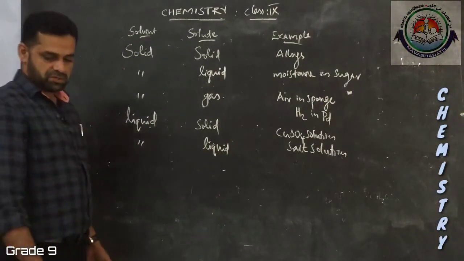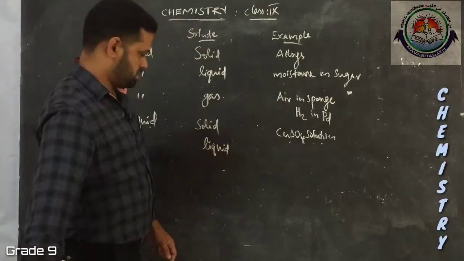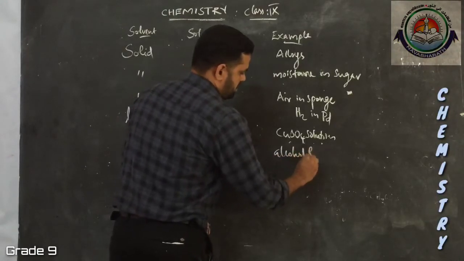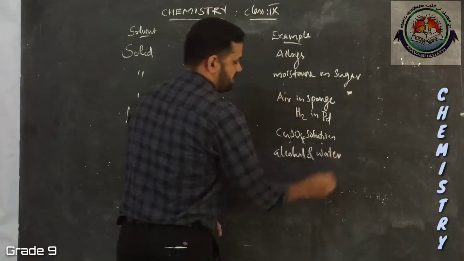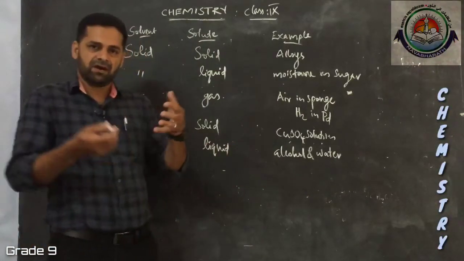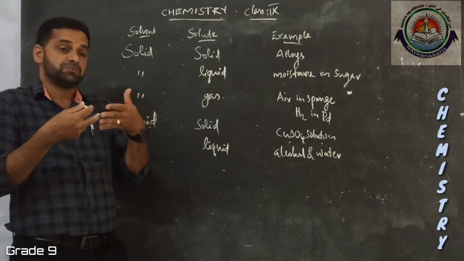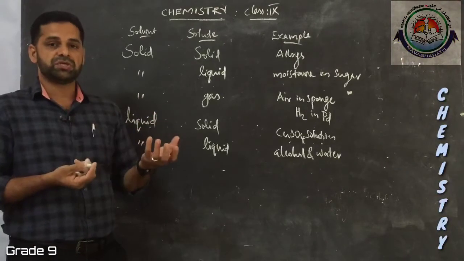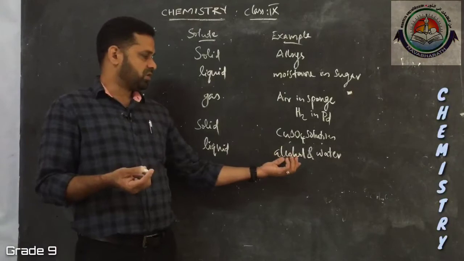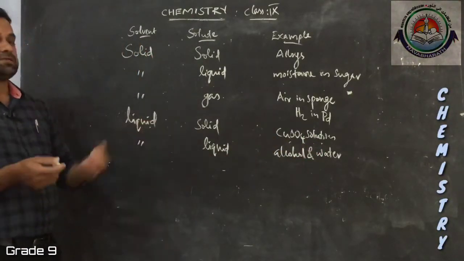Then if the liquid is solvent and the solute is liquid, there are many solutions, for example alcohol and water, then kerosene and petrol. They are uniformly mixed, uniformly distributed throughout the solution. There are no visible boundaries of separation, isn't it? That is also the case with alcohol and water. Then vinegar and water, all these are examples for liquid solution.